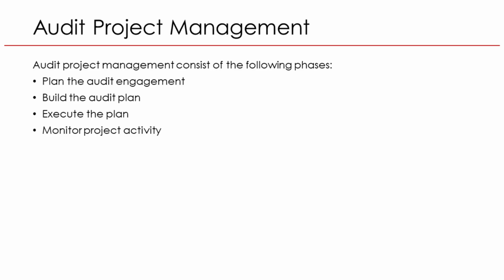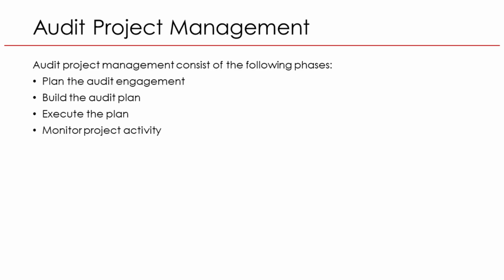Next, build the audit plan. Here, we outline the detailed steps, what to test, who will test it, and how to collect evidence. For instance, we may plan to check password policies, system access logs, and backup processes. Then, we execute the plan. This is where the real audit work happens: gathering data, testing controls, and identifying issues. For example, the auditor tests if users who left the company still have access to the system.